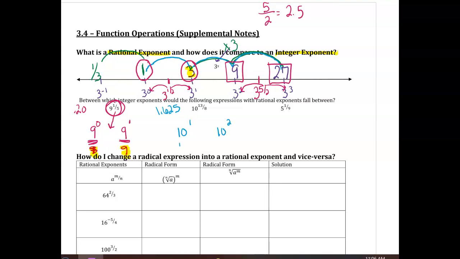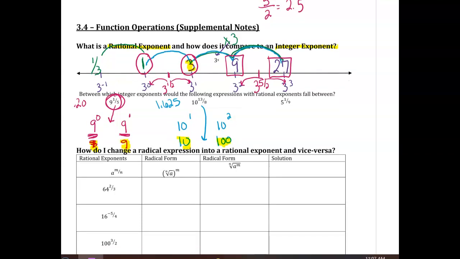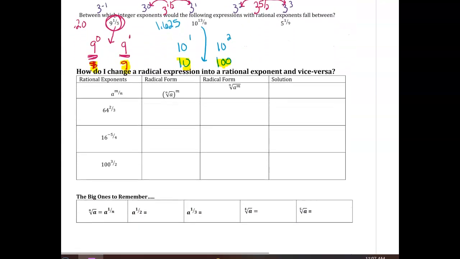And if 10 to the first is worth 10 and 10 to the second is worth 100, that means 10 to the 3/8 is somewhere in between 10 and 100. But that's a big range, so it's not really ideal to go about it that way. So what we can do is take these rational exponents that we probably don't know what they're worth and write them as a radical.